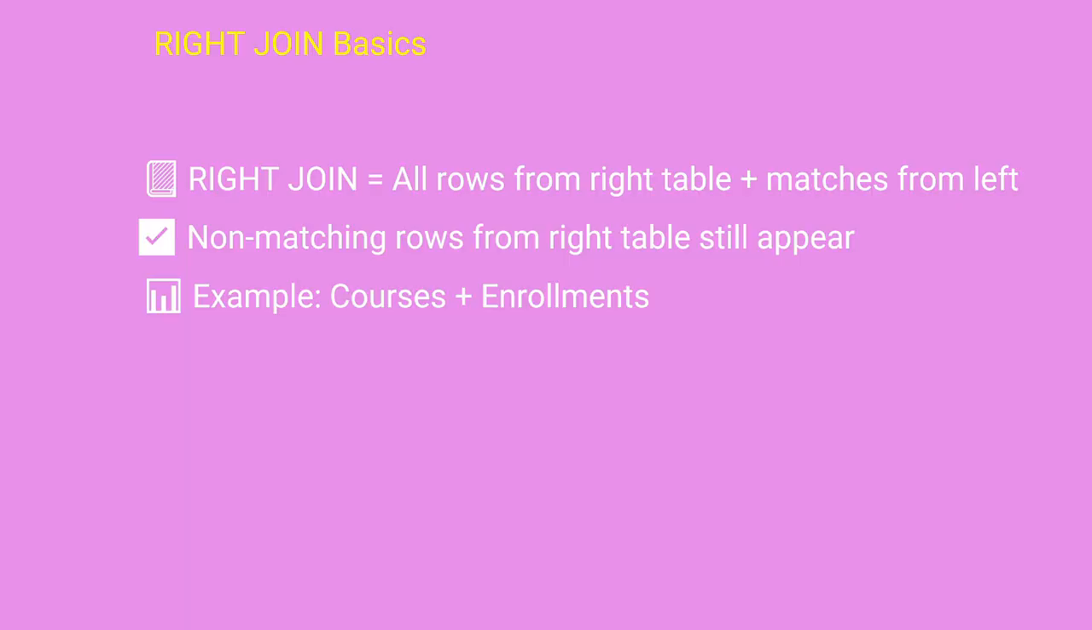A right join returns all rows from the right table plus matching rows from the left. If there is no match, the left table columns show null. For example, joining courses with the enrollments ensures all courses are listed even if no student is enrolled.